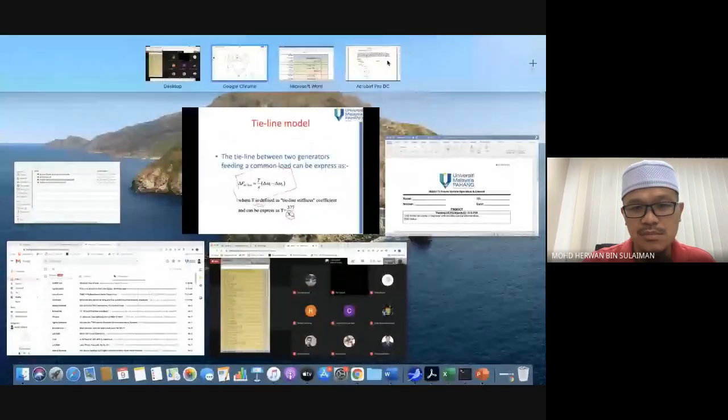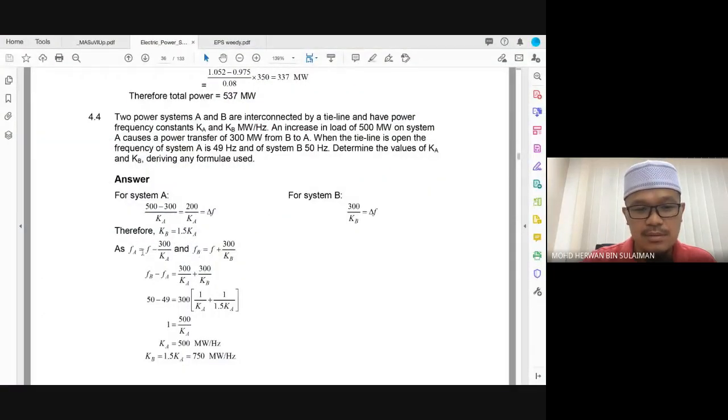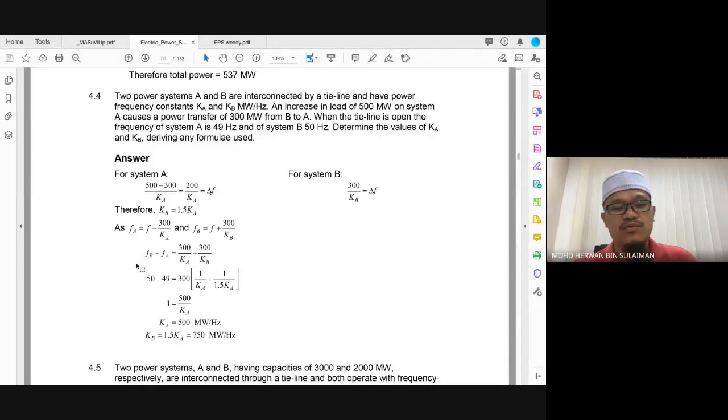Next, we want to find our FA. We know our FA already: our FA is 49 and our FB is 50. So basically FA equals F minus 300 divided by Ka, and FB equals F plus 300 divided by Kb. Why like this? You can refer here.